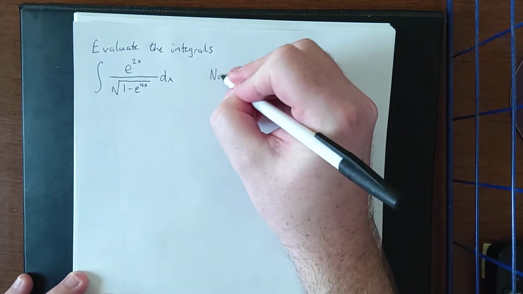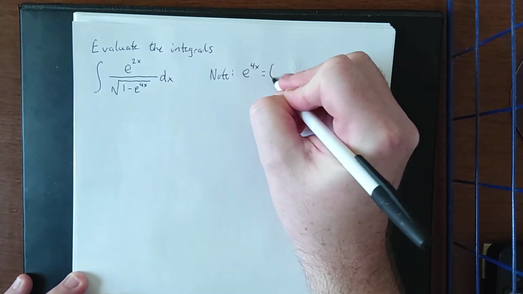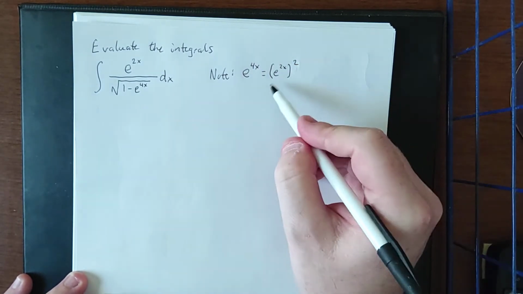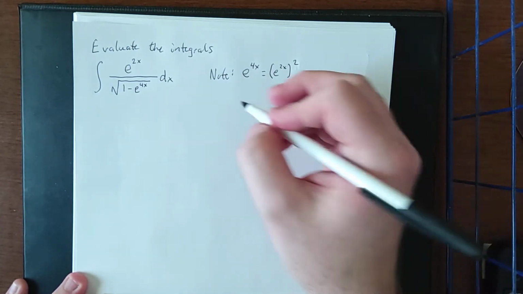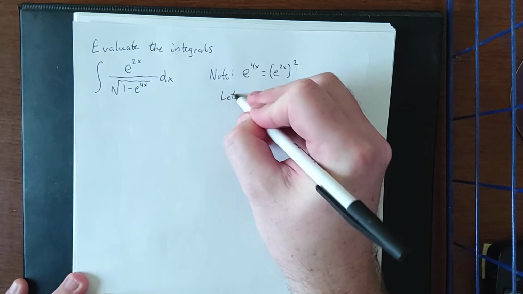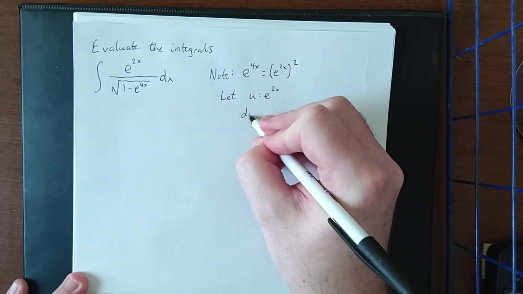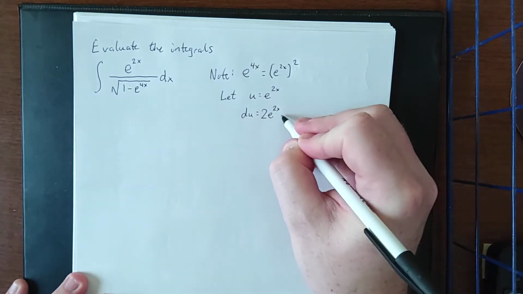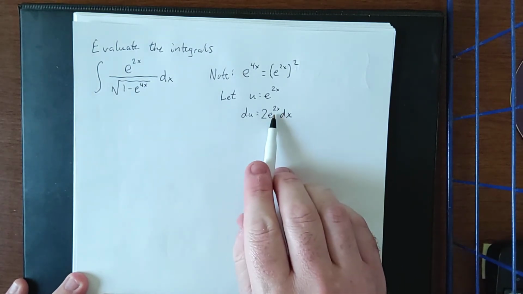So the thing that I'd like to take note of here is that if I refer to e to the 4x, this is actually the square of e to the 2x. When you have a base raised to a power, you can multiply those two things together. So what I'm going to do is say, we're going to let u be equal to e to the 2x power. That way du would be equal to the derivative of an exponential, which is the same exponential, and we multiply by this extra 2 because of the chain rule.